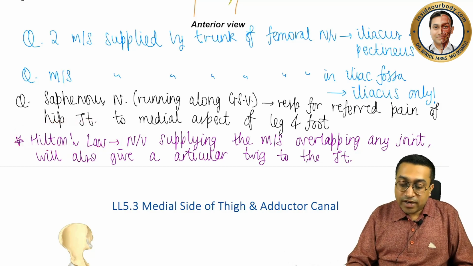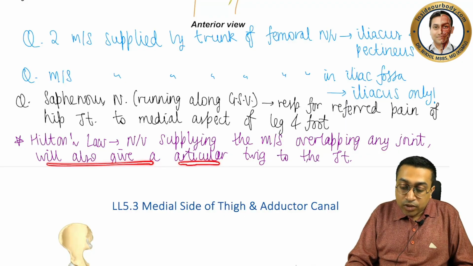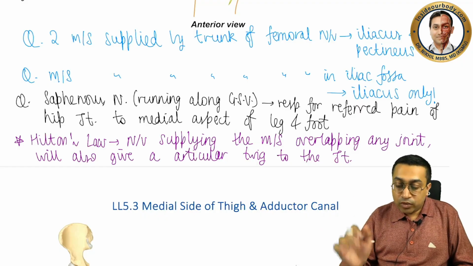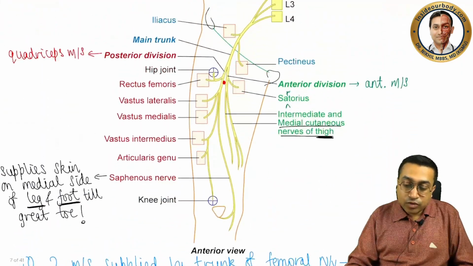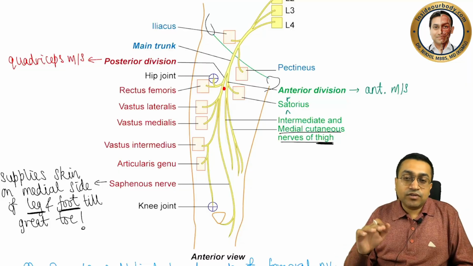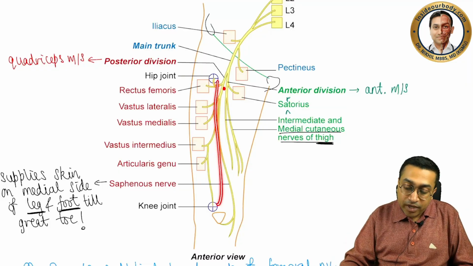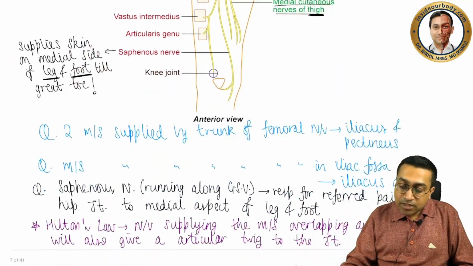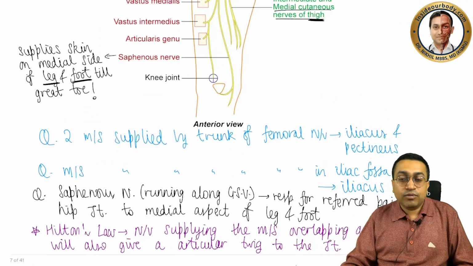And you should also know Hilton's law here. Hilton's law states that the nerve supplying the muscles overlapping any joint will also give an articular twig to the joint. Articular means towards the joint. We have seen this in the photograph again: this nerve is giving an articular twig to the hip joint as well as the knee joint. So that is why it is responsible for the referred pain from the hip to the knee joint. Please remember these things regarding the femoral nerve.